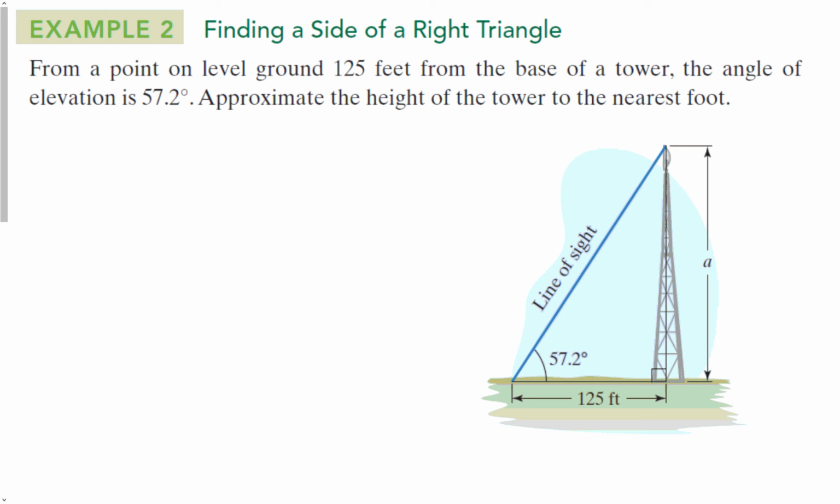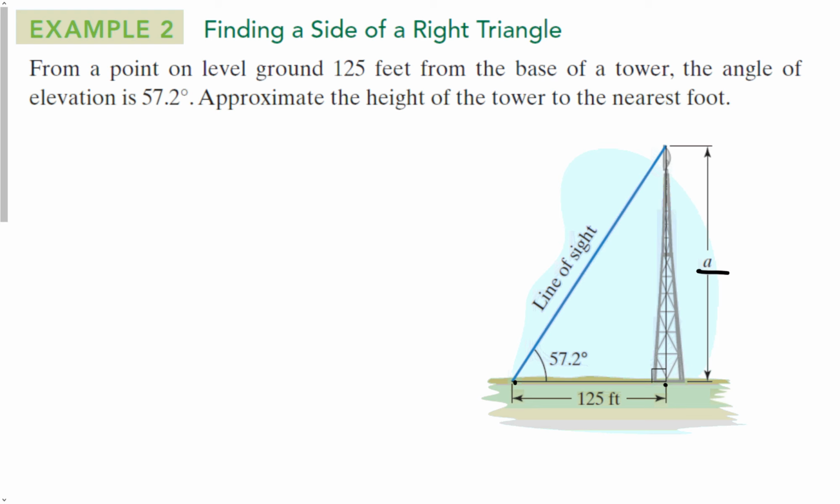From a point on level ground, 125 feet from the base of the tower, the angle of elevation, meaning you're looking up, is 57.2 degrees. So here's a representation of that. 125 feet away from the tower, you're looking up at the top of the tower at 57.2 degrees. It's hard to climb up and measure this tower. It's easier to measure a point on the ground and an angle as you are looking up. What do I want to know?